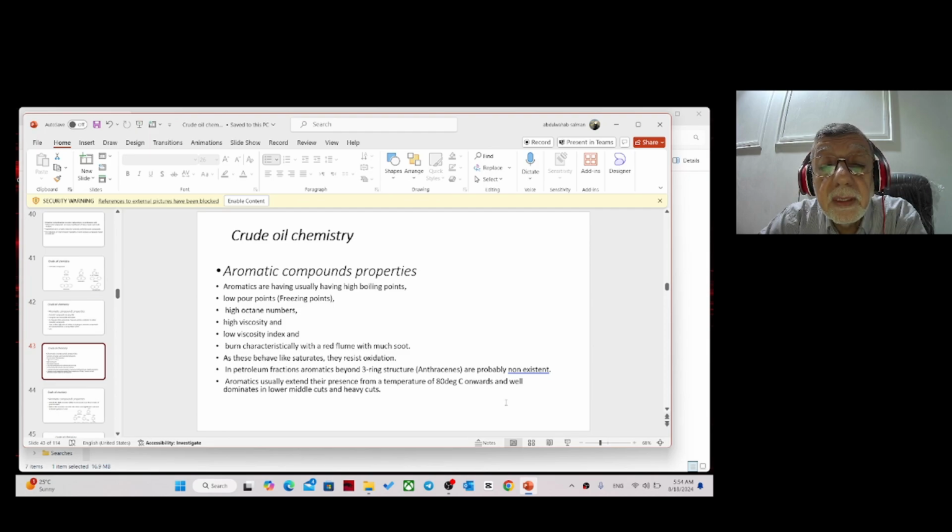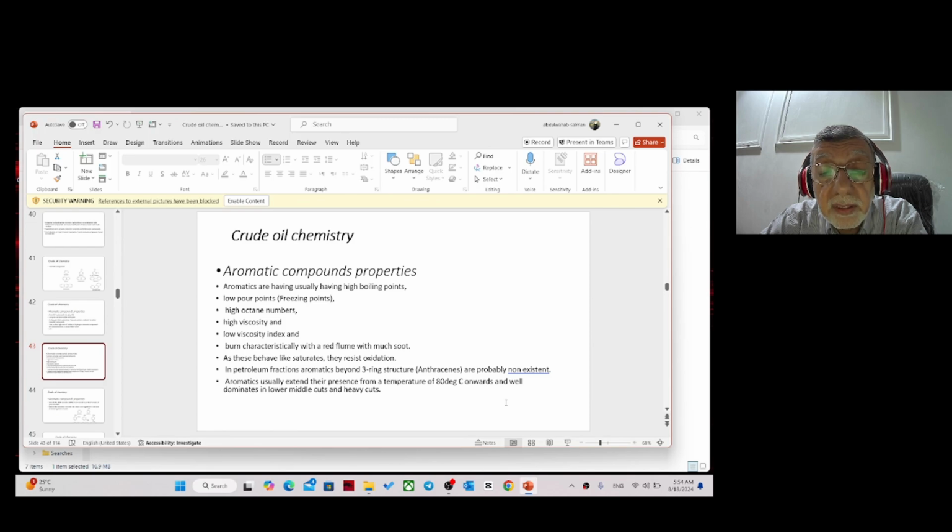Aromatics usually have a high boiling point. Why? Because starting from C6, from benzene. Low pour point, low freezing point, high octane number, so it is desirable in gasoline. High viscosity and low viscosity index, and characteristically a flame with much soot, a red flame with much soot. As with saturates, they resist oxidation.